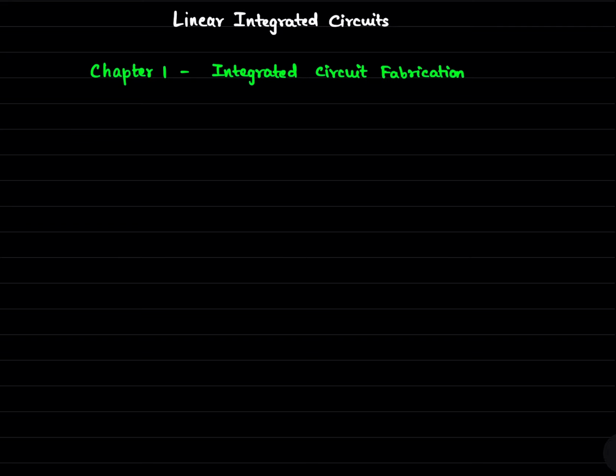Today we are going to start with linear integrated circuits, and particularly we are going to be looking at integrated circuit fabrication. So we're going to be looking at the introduction and some classifications of integrated circuits, and also the complexity and the types of integrated circuits which have been developed till now.